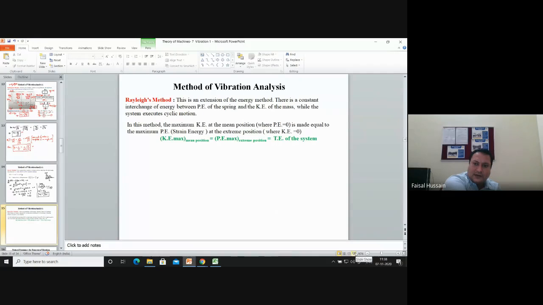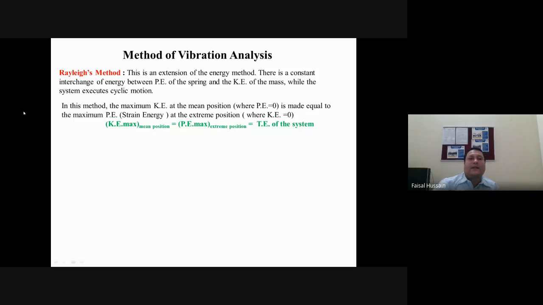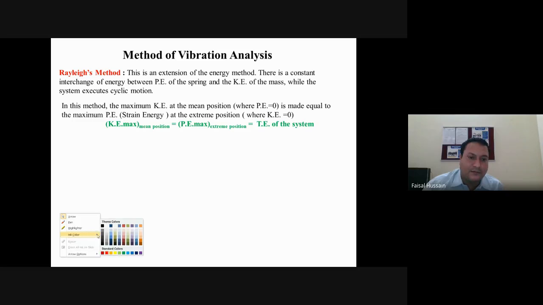So here, as the release method says, there will be a constant interchange of energy between the potential energy of the spring and the kinetic energy of the mass while the system executes cyclic motion. So now let us see that the maximum kinetic energy will be equal to the maximum potential energy, and that is the total energy of the system.